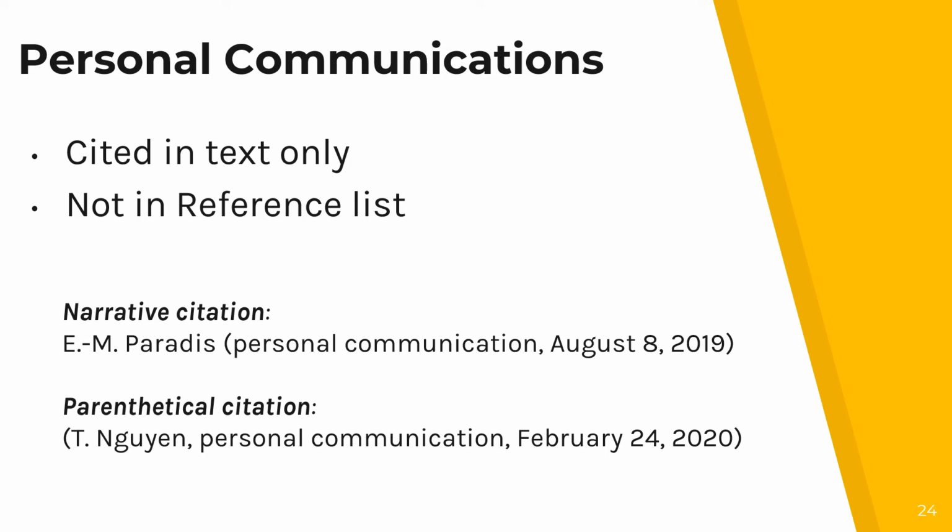Works that cannot be recovered by readers are cited in the text as personal communications. Personal communications include emails, text messages, online chats or direct messages, telephone conversations, live speeches, etc. Use a personal communication citation only when a recoverable source is not available. Because readers cannot retrieve the information in personal communications, they are not included in the reference list. They are cited in the text only. Give the initials and last name of the communicator and provide as exact a date as possible.